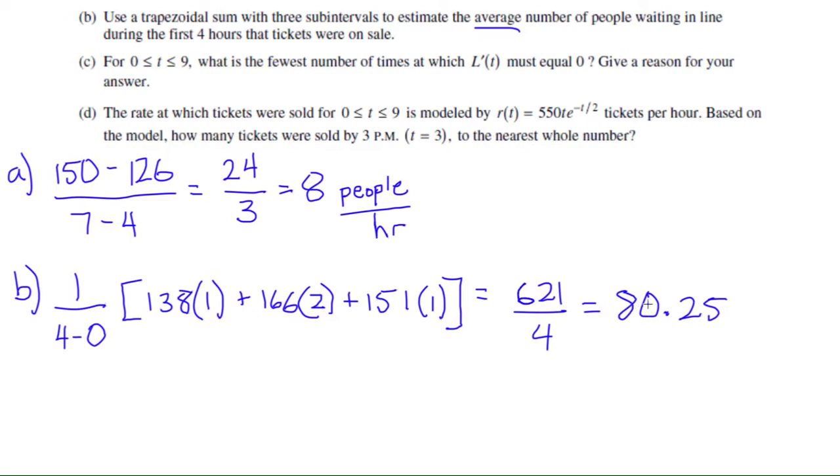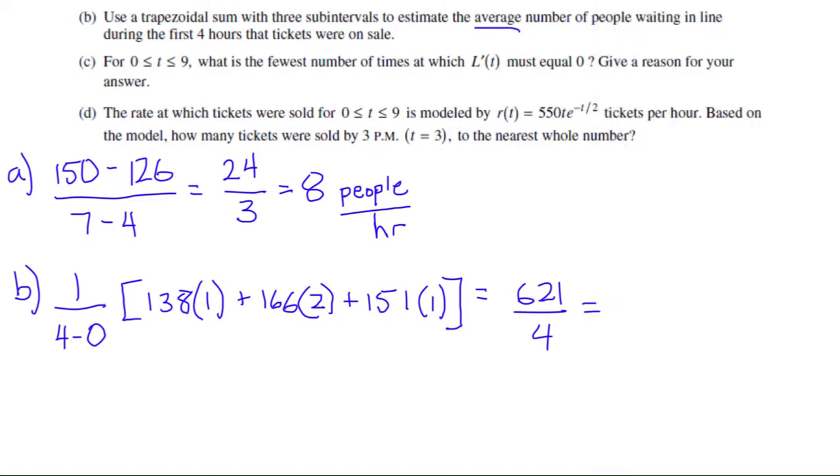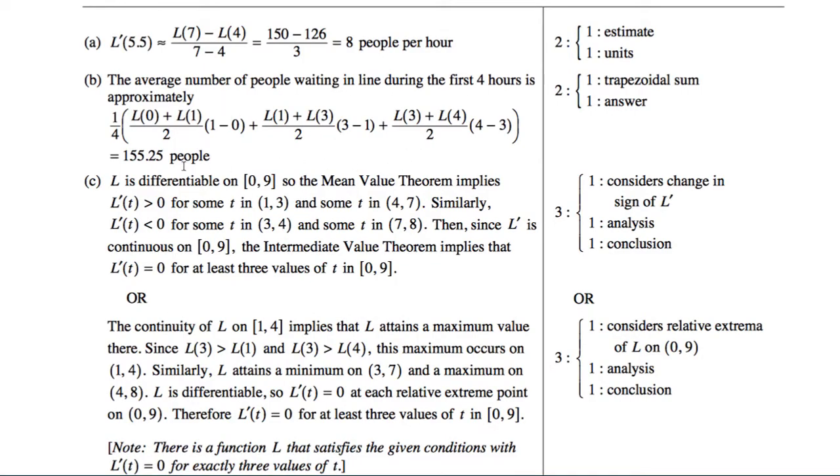And I was going to say, that doesn't make sense because all of these numbers were bigger than 100, so this average should be bigger than 100. Let's come back here. It should be 621 divided by 4, which is 155.25, which is what we got right here.